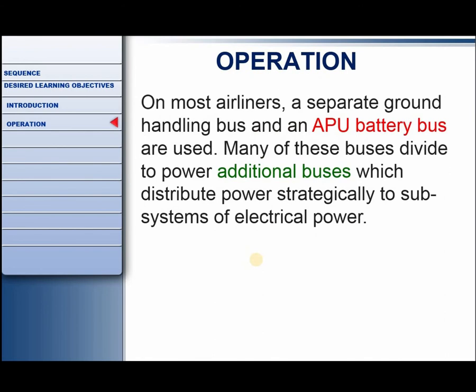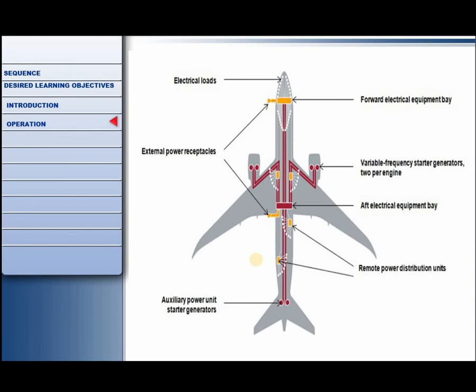On most airliners, a separate ground handling bus and an APU battery bus are used. Many of these buses divide the power to additional buses, which distribute power strategically to subsystems of electrical power. These types of systems are available on complex, large aircraft like the Boeing 777, A320, Boeing 757, Boeing 737, and some other big aircraft. Here is an example of a large aircraft, the Boeing 777. We have the electrical receptacles available at these places.